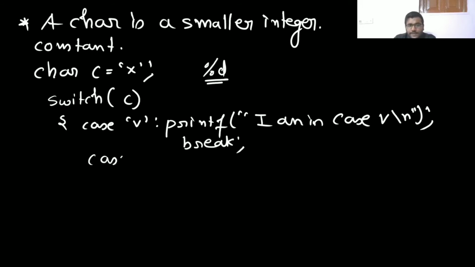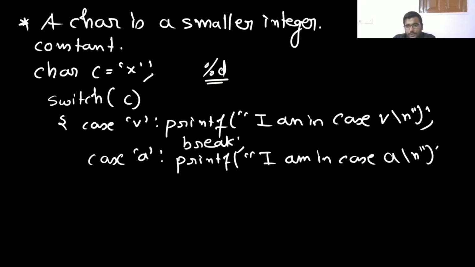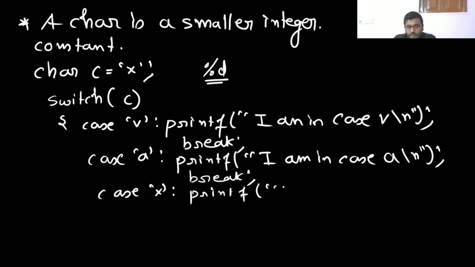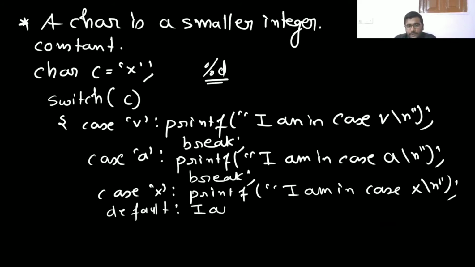Then if I write case 'a', printf "I am in case a", then break. Then if I write case 'x', printf "I am in case x". Then I am writing default. I am not giving a break, and printf "I am in default". Now tell me what is going to be the output.